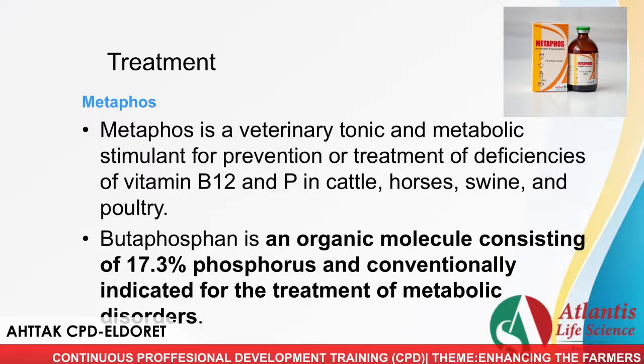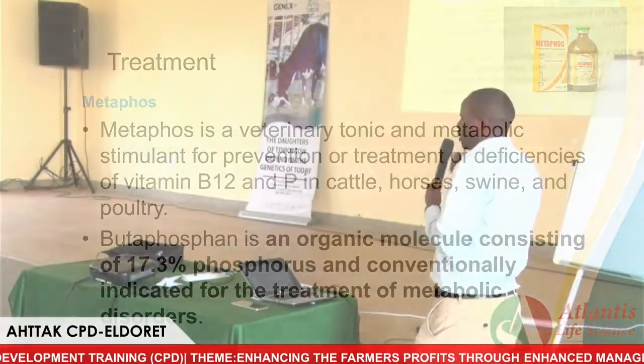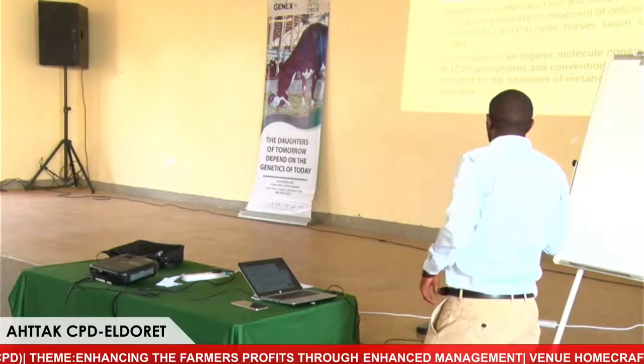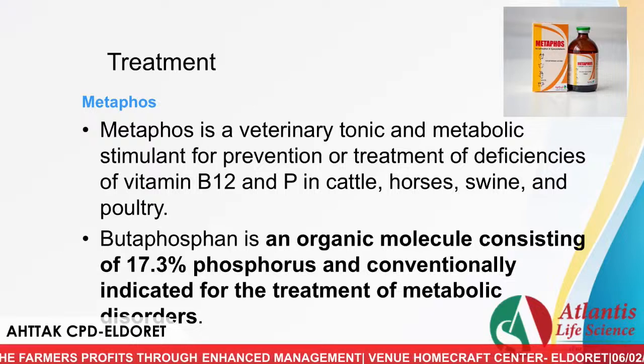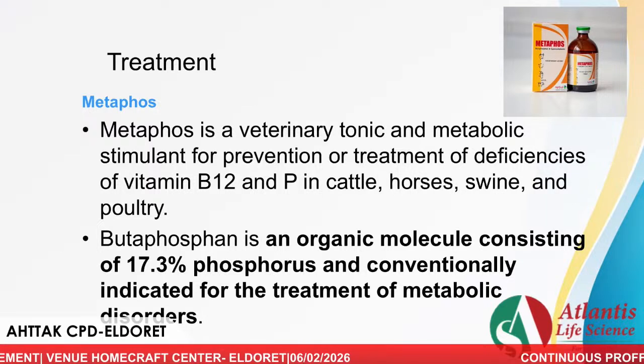So I said vitamin B12 is the cyanocobalamin in it, and then the B, that's phosphorus, is also in that butaphosphan. So basically, that is the product that should be used for treatment of the laminitis.